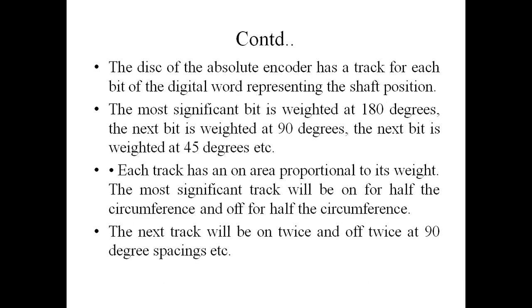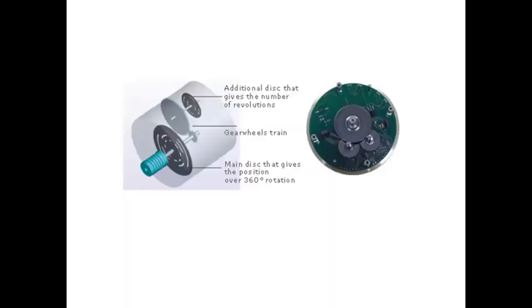Similarly, the disk of the absolute encoder has a track for each bit of the digital word representing the shaft position. The most significant bit is weighted at 180 degrees, and the next bit is weighted at 90 degrees. The next bit is weighted at 45 degrees. Each track has an area proportional to its size. The most significant track will be on for half the circumference and off for half the circumference. The next track will be on twice and off twice at 90 degree spacing.